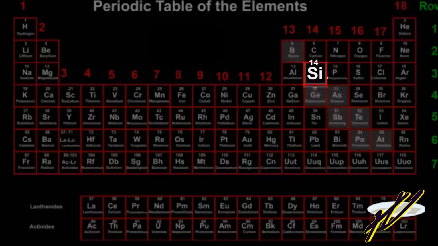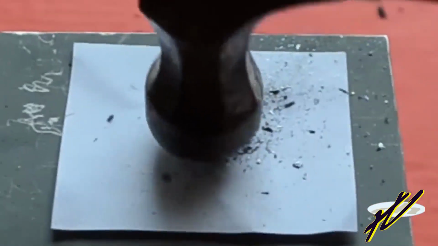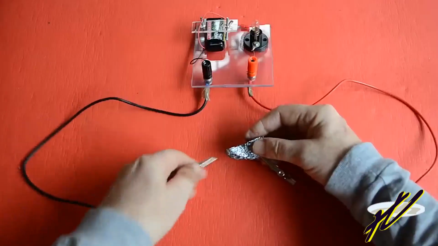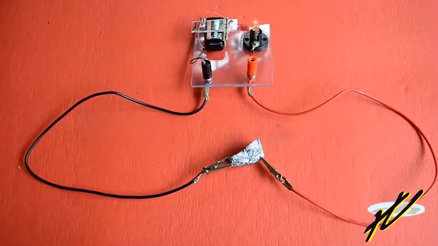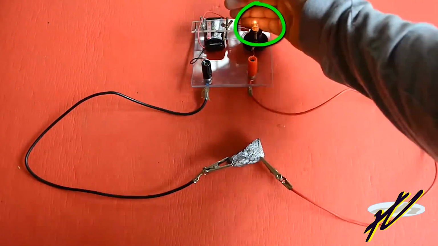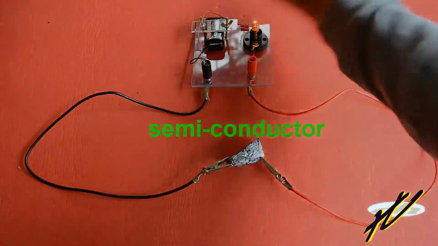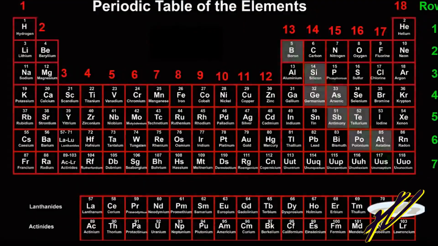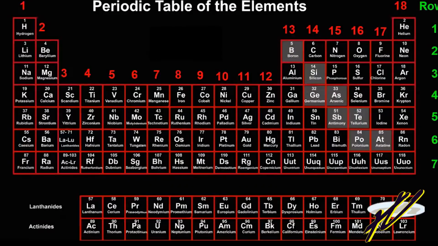What about the elements inside the diagonal band? Let's take a look at silicon. It looks shiny like a metal, but if you whack it with a hammer, it breaks into bits. So it's brittle like a non-metal. And the dull glow of the bulb tells us that it conducts electricity more than a non-metal, but not as much as a metal. And this gives it the name of semiconductor. These elements are also called semi-metals because they have properties that are in between metals and non-metals. Are they more metal or non-metal elements?